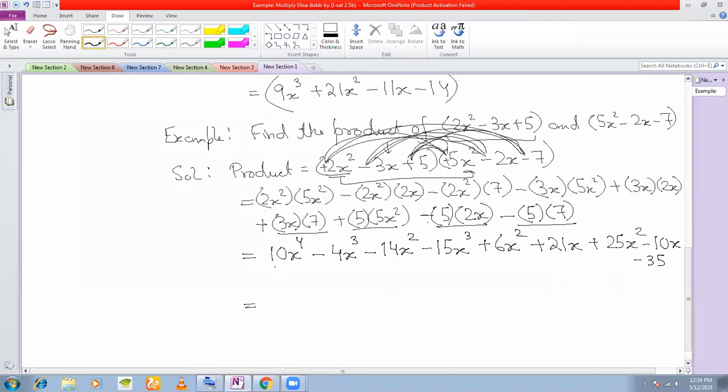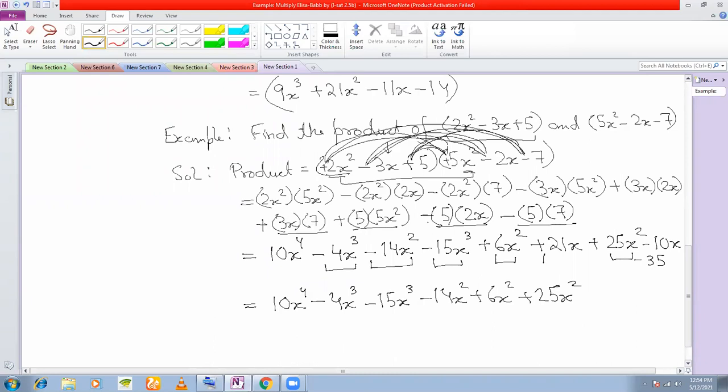Now what are the like terms? You have x to the power of 4, simply x to the power of 4 you write. Now you collect the x cube terms together. You have x cube here, you have x cube here, and no other. So you take them together, minus 4x cube, minus 15x cube. Now you collect the x squares together: minus 14x square, plus 6x square, plus 25x square. Next we are going to collect the x's together. You have a plus 21x and you have a minus 10x. The only thing left is minus 35. You write it as it is.